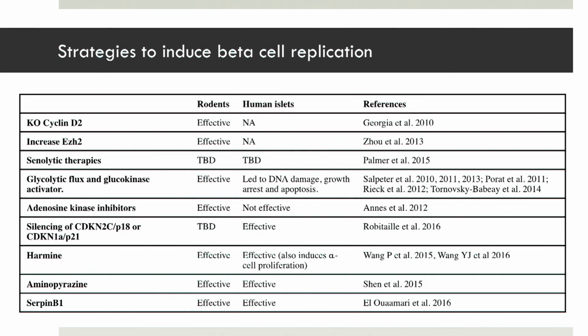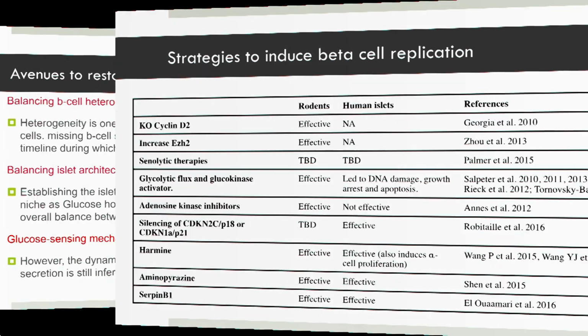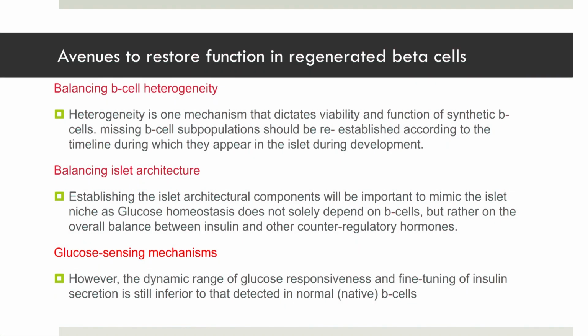Other strategies to induce beta cell replication: you increase cyclin D2, you increase EZH2. There are senolytic therapies, you have glycolytic flux and glucokinase activators, adenosine kinase inhibitors, you can silence certain genes, you have hormones, you have serpin, various drugs which have been studied not only in rodent models but also in human islets. We have data on human islets studied for beta cell regeneration with serpin B1 and other things. But in spite of so much data on beta cell replication, these regenerated beta cells should function properly.